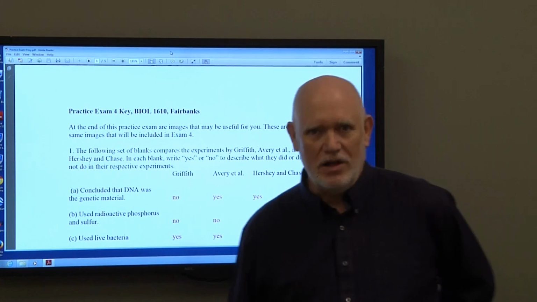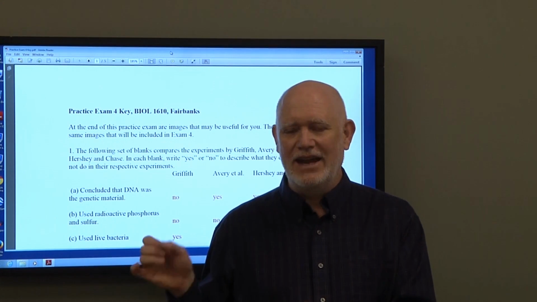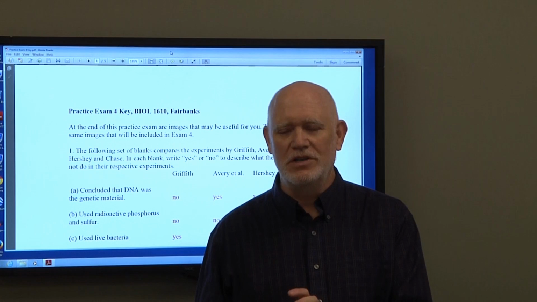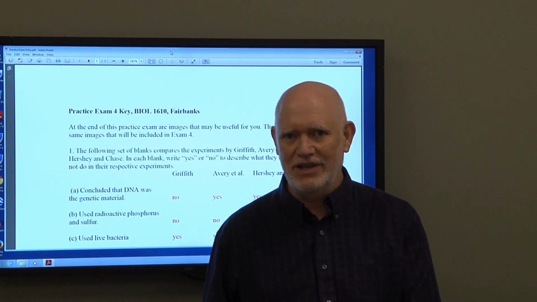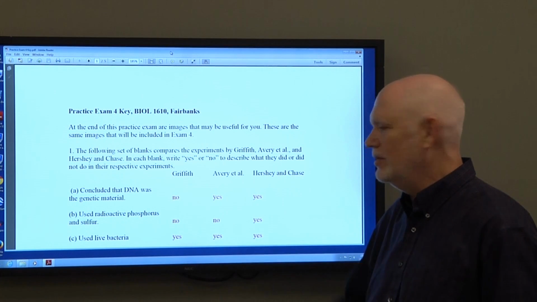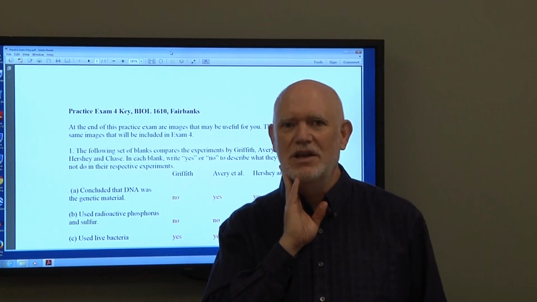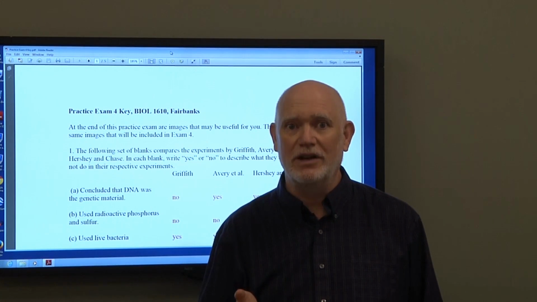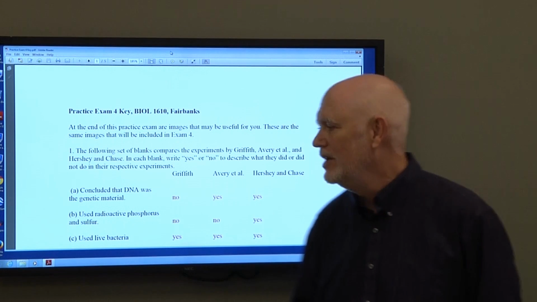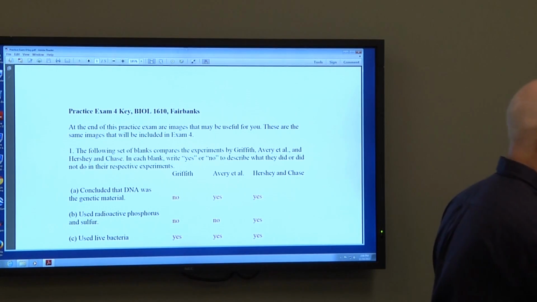Avery et al. also did. What they did is they took different substances and added them to live R cells to see which substances would transform those live R cells into live S cells. So absolutely they used live bacteria. Well, what about Hershey and Chase? They used viruses. But the only way you can cause viruses to replicate is to have them infect live bacterial cells. So the answer therefore is yes, they used live bacteria.